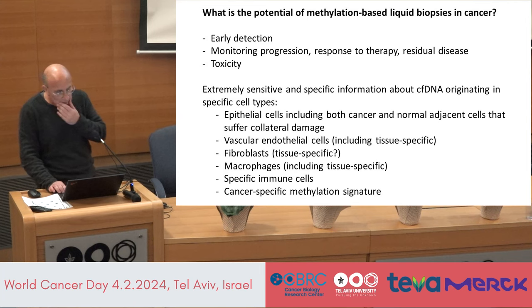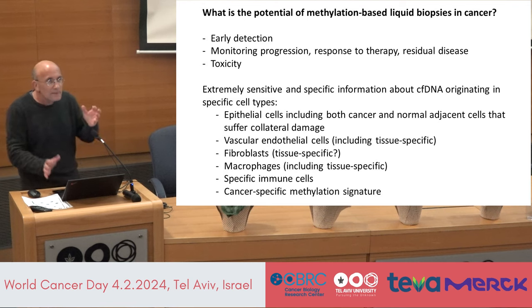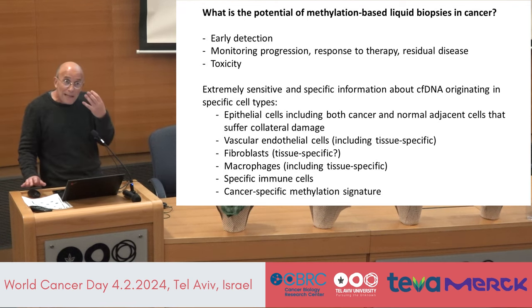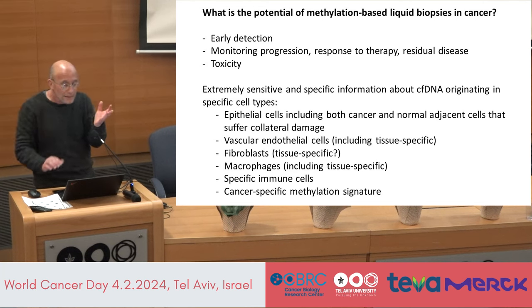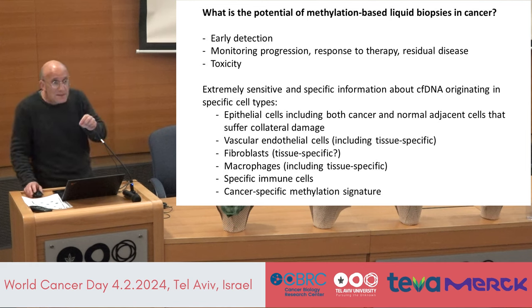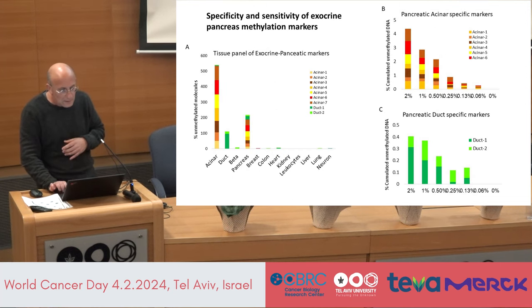A few words about cancer. The potential of cell-free DNA methylation analysis in cancer is tremendous. It's probably mostly in the context of early detection, but also in monitoring, et cetera. And we think that the way forward is to generate panels relying on an atlas that will allow you to get a really comprehensive view of what's dying in a cancer patient: cancer-specific methylation markers, but also normal markers that tell you the rate of turnover of epithelial cells, normal adjacent cells, vascular endothelial cells, macrophages, immune cell types, a very comprehensive picture of what's dying in a patient.